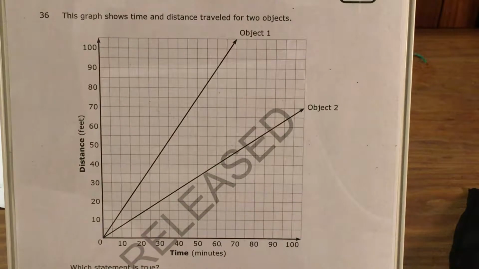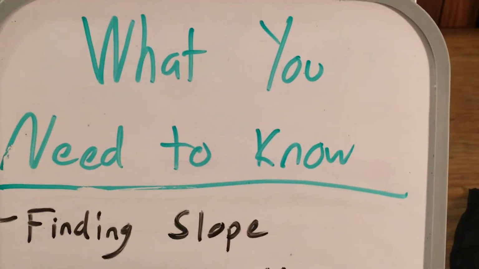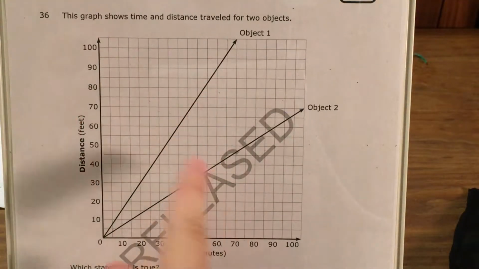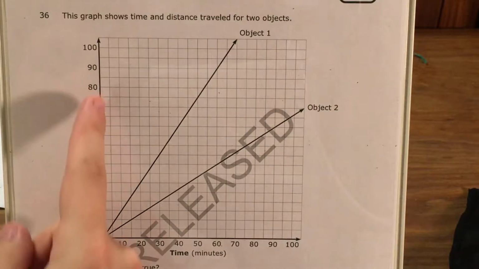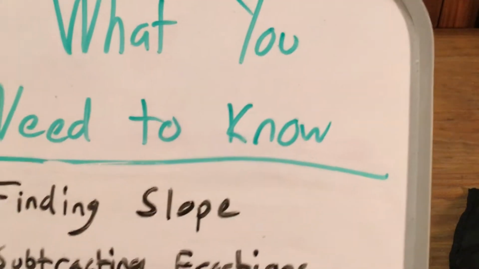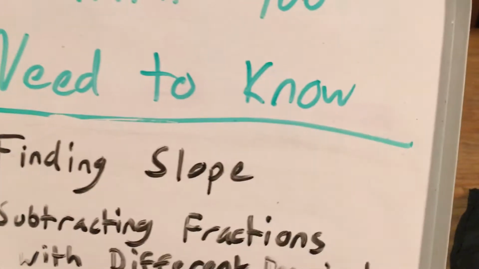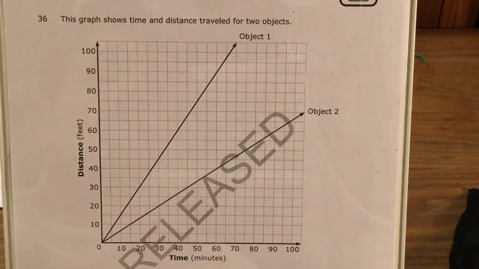Now, this question is going to deal with the idea of slope. The idea of slope is just that for any line, any of these two objects, we figure out how much this variable is changing, so how far we're traveling, and divide that by how much this variable is changing, so how much time we're taking. So finding slope is going to be part of it, and we're also going to have to do some subtracting fractions with different denominators. So let's go ahead and get started.